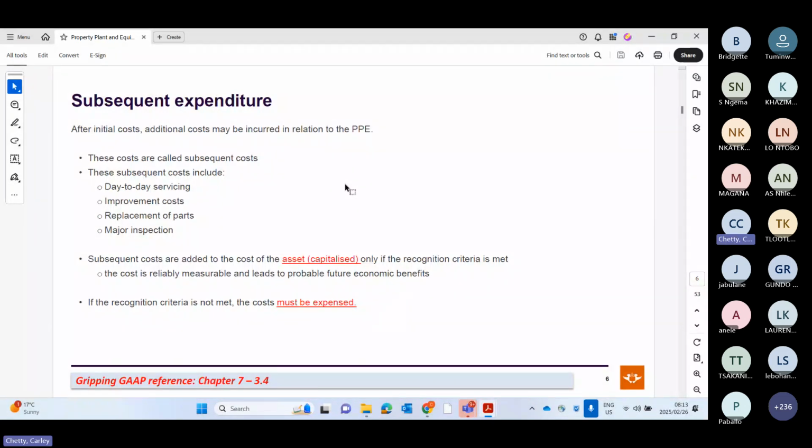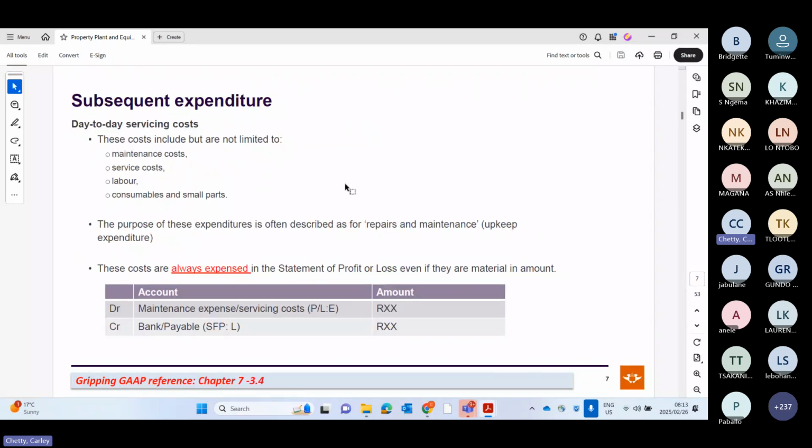So let's have a look at the first type of subsequent expenditure, which is day-to-day servicing costs. These costs include, but are not limited to, maintenance costs, service costs, labor, consumables, and small parts. The purpose of these expenditures is often repairs and maintenance, which is also known as upkeep expenditure. These day-to-day servicing costs are always going to be expensed in the statement of profit or loss, even if they are material in amount.